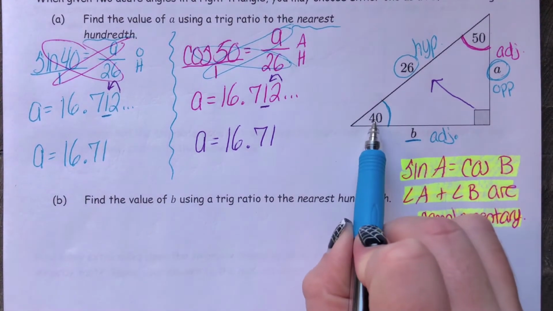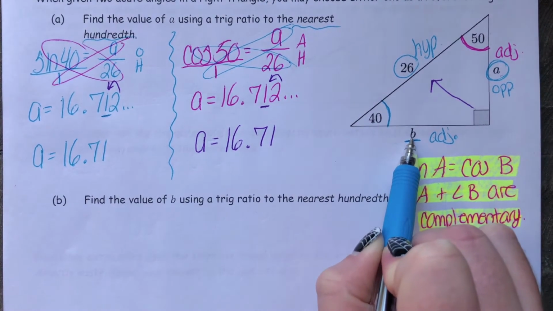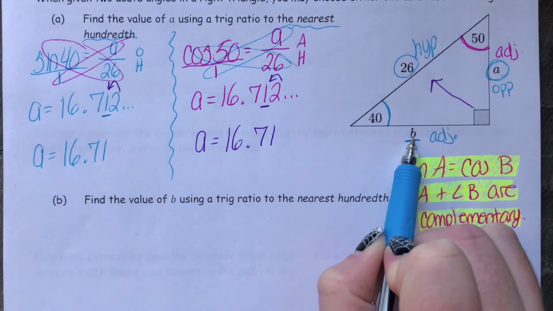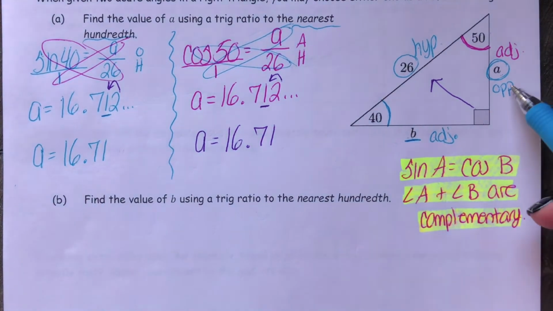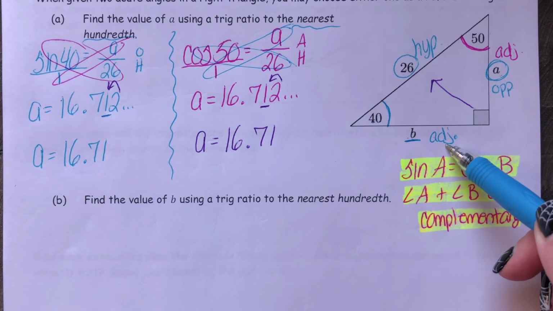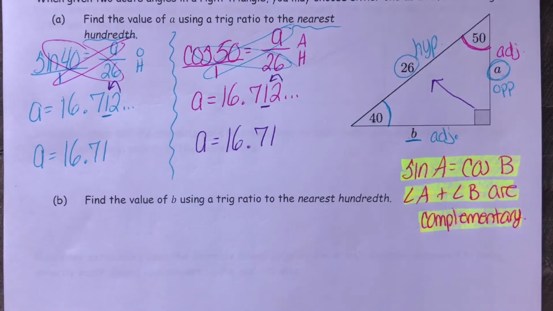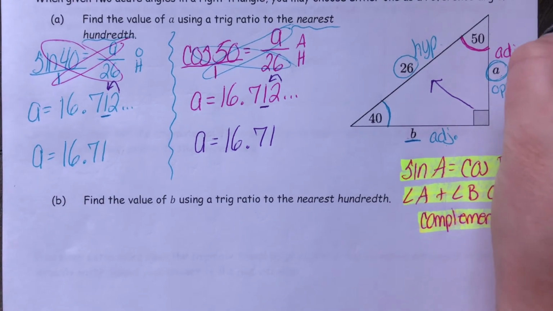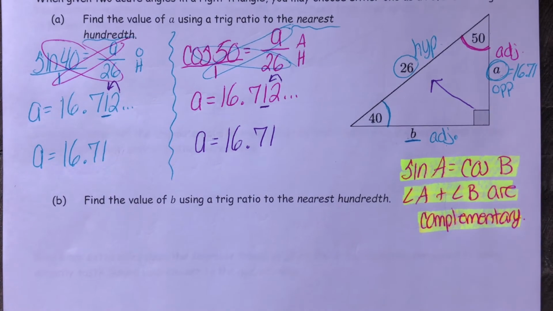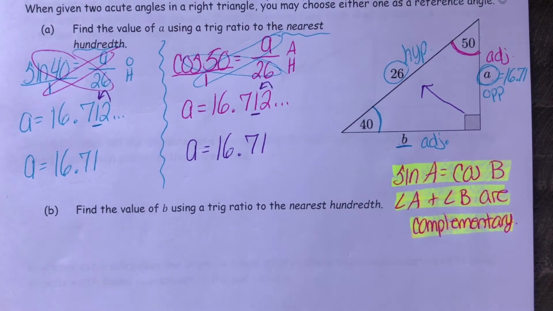So when I use my reference angle as 40 to find the length of B, I can't use B and A together. I can't say, oh, what's my opposite and my adjacent side? Oh, that's tan. Wrong. I can't use tan. Yes, I just found out that A is 16.71. You want to know what the issue with that is, though? That's not an exact number. I had to round to get that answer.